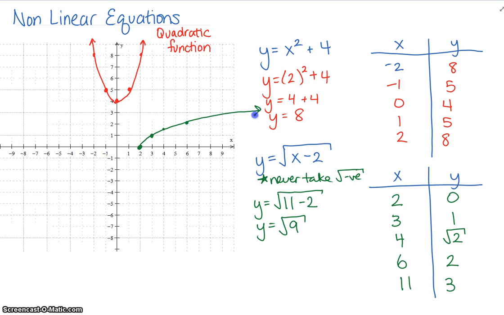It will keep going this general direction, but it will not go anywhere towards 1 or 0 or negative 1, because then I have a square root of a negative value. So this point is actually its starting point. It's a solid dot. This is the positive square root.